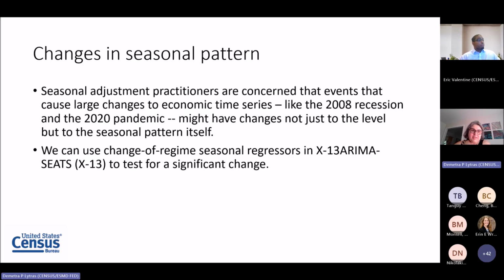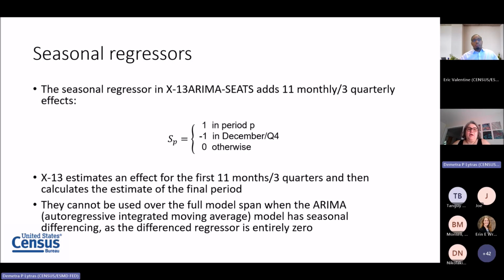Census Bureau surveys. So when we have these events like the recent pandemic, the recession back in the day, or even just if something big happens to change how the data is collected, people start to wonder if there was a change not just in the level, but also potentially in the seasonal pattern itself. And in X13, we have change of regime seasonal regressors that we can use to test for such a change.